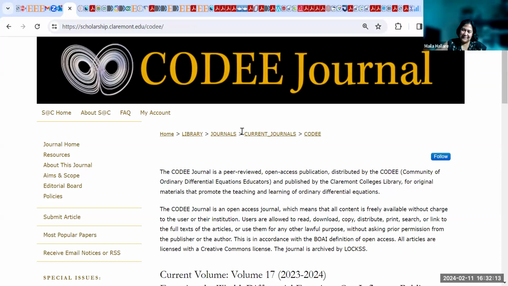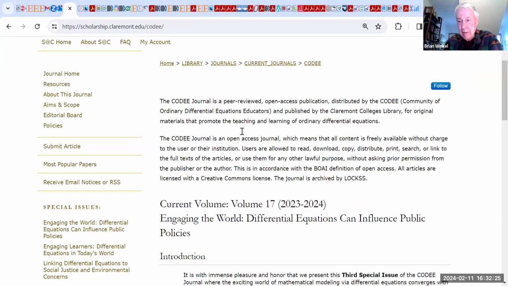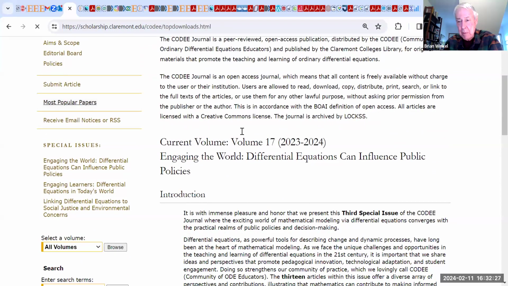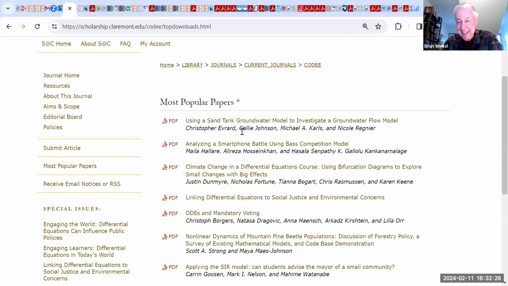And one thing you should know is if you ever write an article for the CODEE Journal, about once a month you're going to get a report, a world map that tells how many people around the world, and where they were, read your article. I didn't even write a legitimate article. I just put an announcement in there.